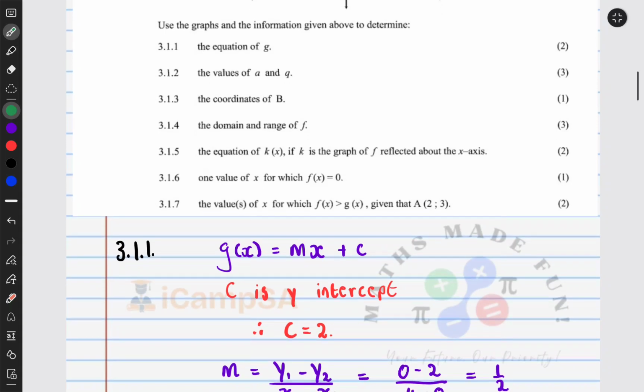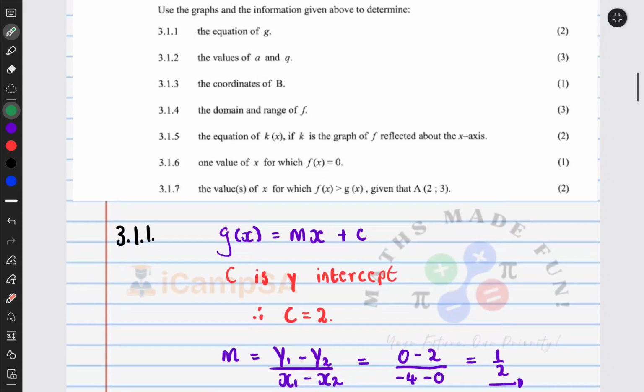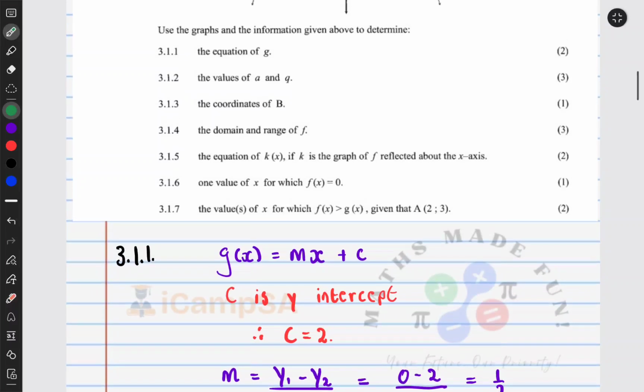Okay, and then for 3.1.5, the equation of k(x), if k is the graph of f reflected about the x-axis, so we have to reflect the graph of what now?